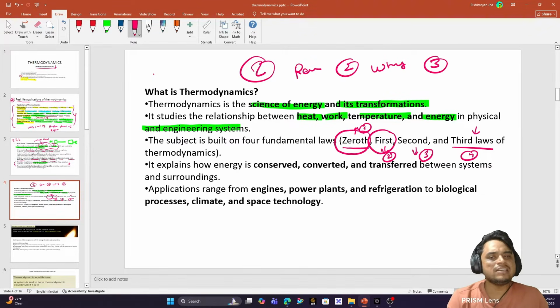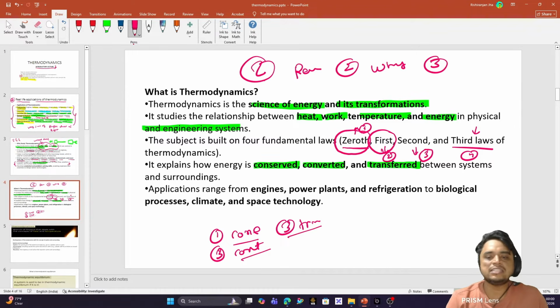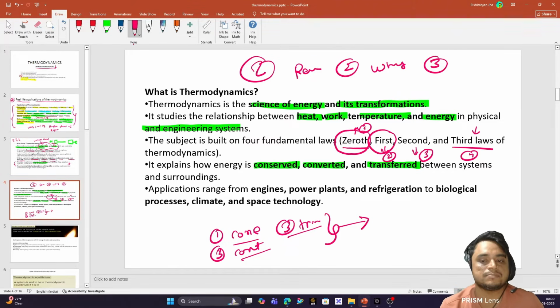So what does thermodynamics basically explain? If we look in detail, it explains how energy is conserved, how energy is converted, and how energy is transferred. Just look closely: how can we conserve energy, how can energy be converted, and how can energy be transferred. All this explanation is given by thermodynamics. The answers to all these questions are based on the study of thermodynamics. That is the big reason why we need to study thermodynamics.